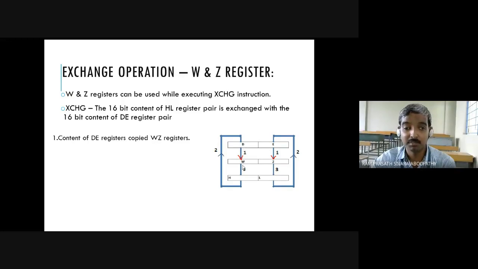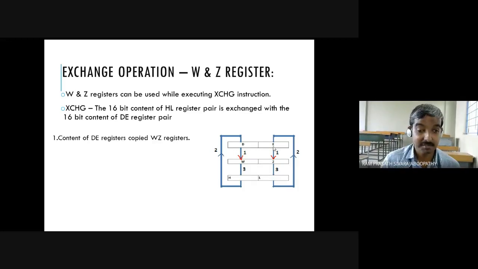Fine. First, the D register content. What is in D has come to W, and what is in E has come to Z. Okay. Now the DE content is also available in WZ. Correct? First step. What shall we do in the next step? The DE register pair copy is now available in WZ. So even if the DE register pair content goes now, I don't have to worry. So what will happen in the second step?